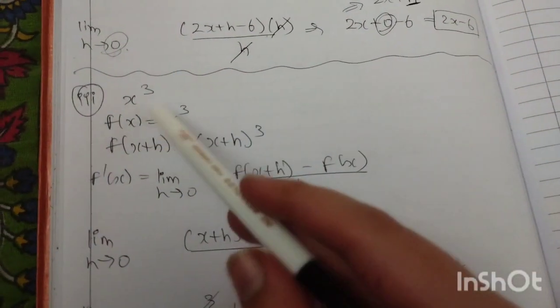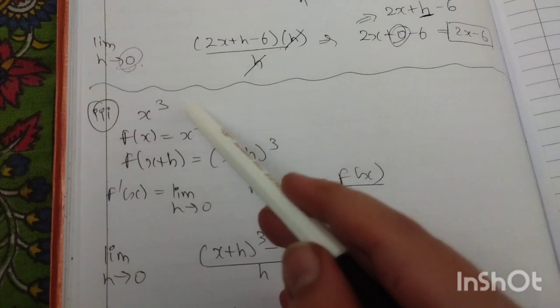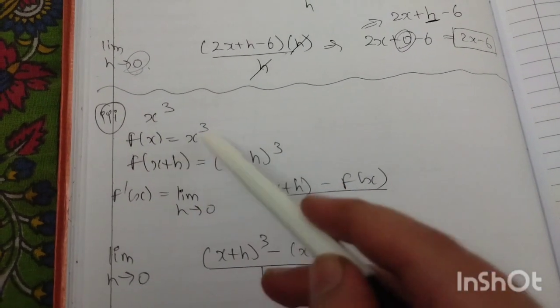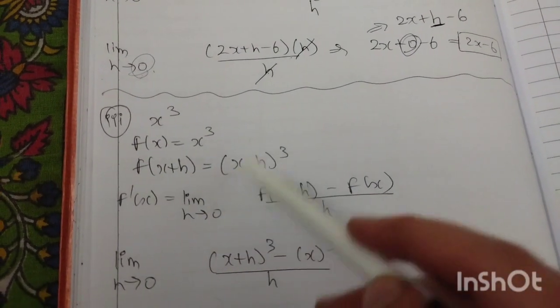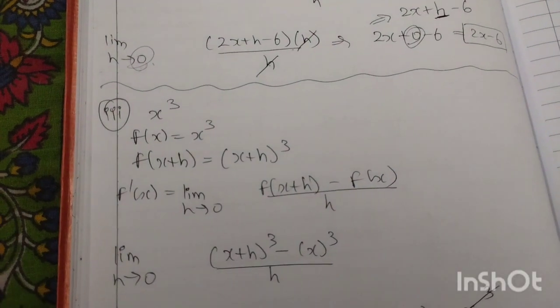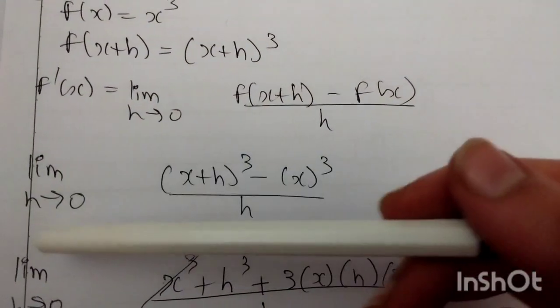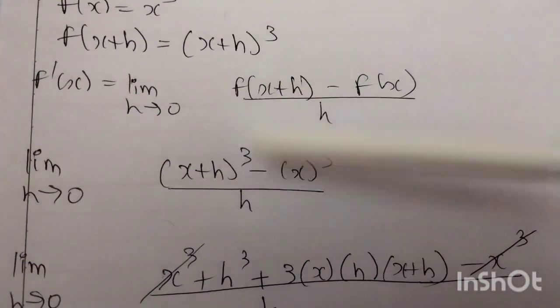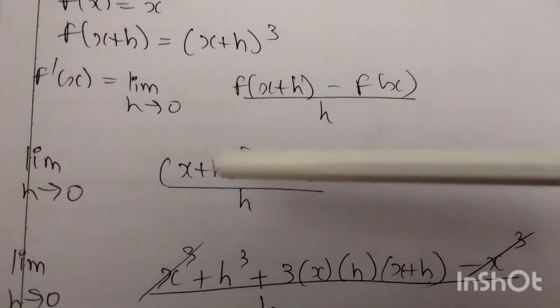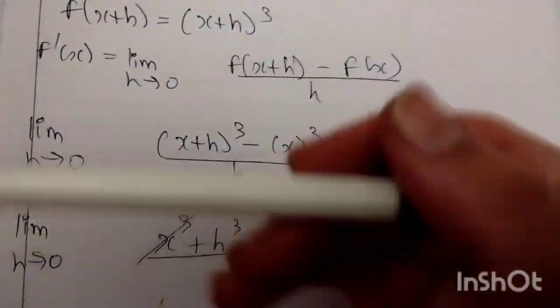So this is the third subpart, x cube, and we need to solve using the first principle. So f of x is equal to x cube and f of x plus h is equal to (x plus h) cube. Now we have to write the formula and then limit h tends to 0 of (x plus h) whole cube minus x cube upon h.